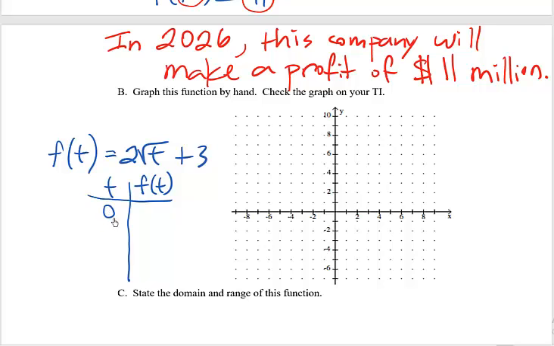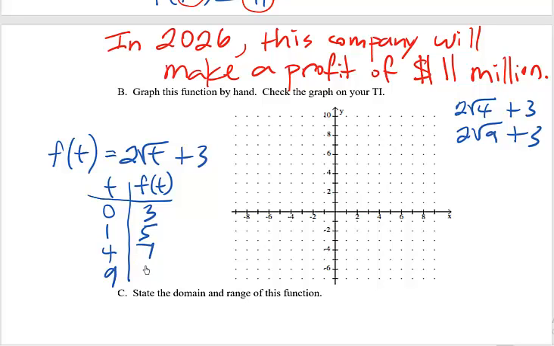So 0 worked pretty well before, 1 was great, 4 and 9, kind of those perfect square numbers because I can so easily stick them here in the square root. So square root of 0 is 0, times 2 is still 0, plus 3 would be 3. Square root of 1 is 1, times 2 is 2, plus 3 would be 5. Let's see, then it starts to get a little bit more complicated. So if I plug the 4 in, what's going to happen? 2 root 4 plus 3. So square root of 4 is 2, times 2 is 4, plus 3 is 7. And if I plug in the 9, I get 3 times 2 is 6, plus 3 is 9.